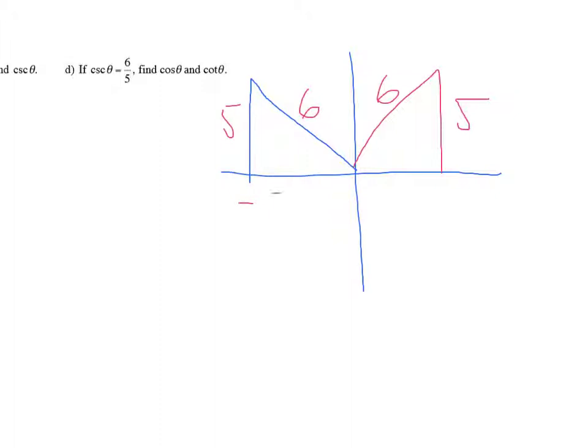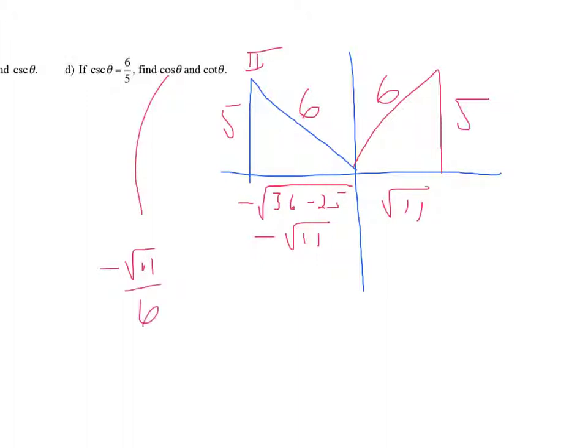So what do we have? 36 minus 25. Take the square root, so the square root of 11, and it's negative. Over here it's just positive square root of 11. So the two possible answers, if it's the cosine and it's in quadrant 2, that's going to be negative square root of 11 over 6. If it's in quadrant 1, positive square root of 11 over 6.